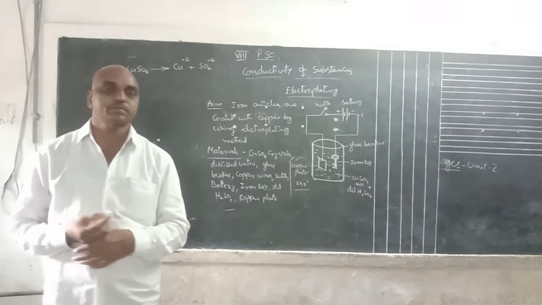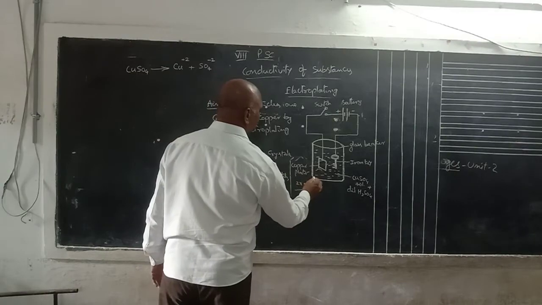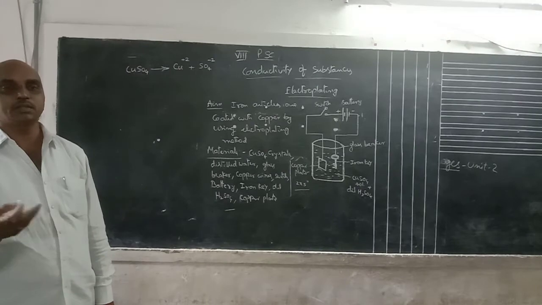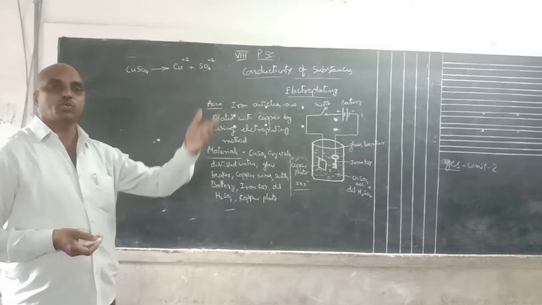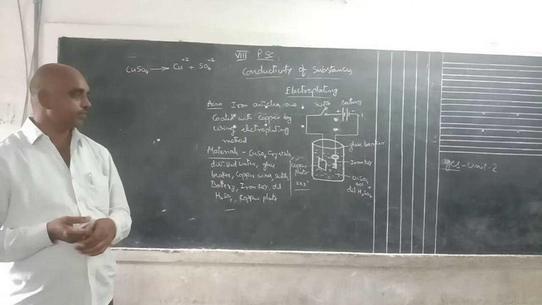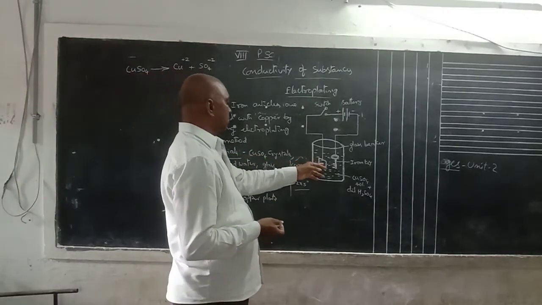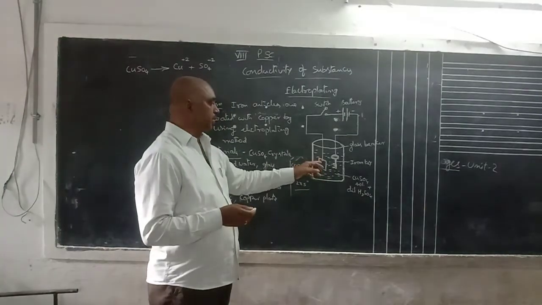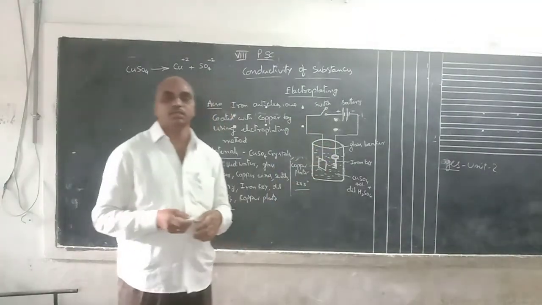This sulfuric acid is useful to increase the electrical conductivity of that liquid. Suppose with pure copper sulfate, sometimes electricity does not pass properly. By adding some quantity of acid, more electricity is passed immediately. That means we can increase the electrical conductivity of this liquid. After some time, what happened? Some part of this copper plate is dissolved, and the copper is coated uniformly on this iron key.